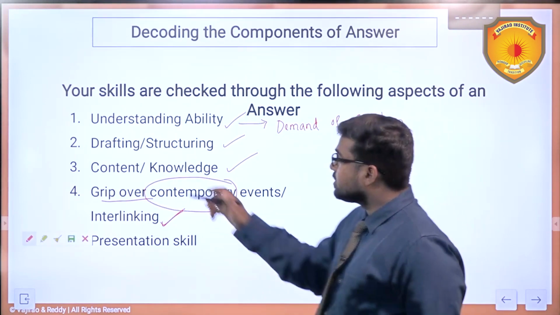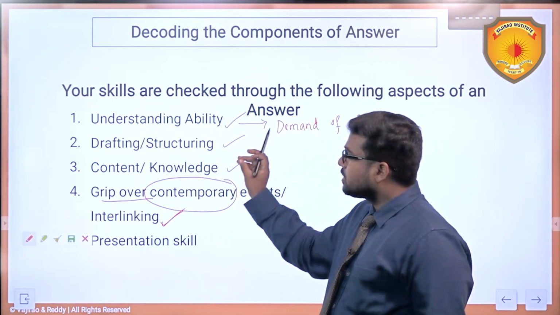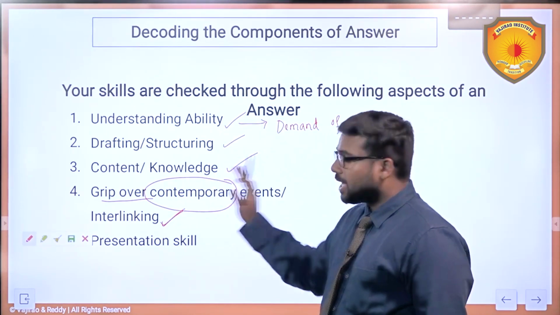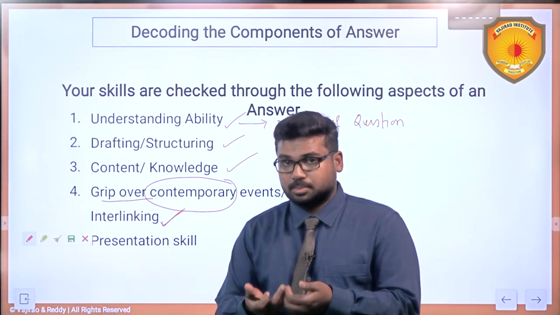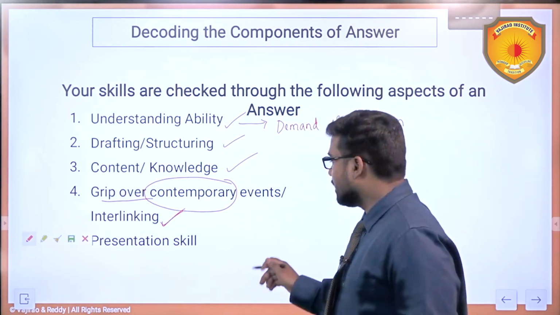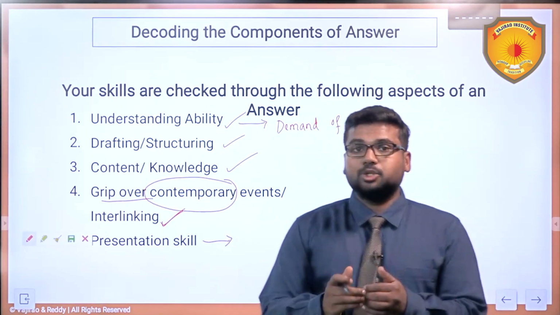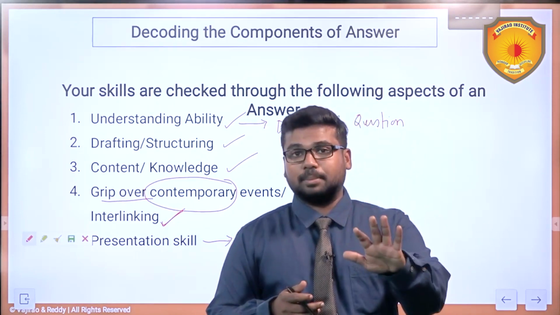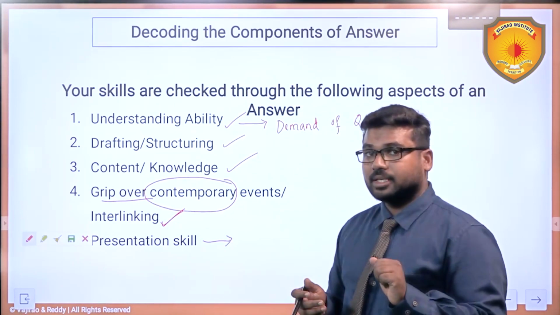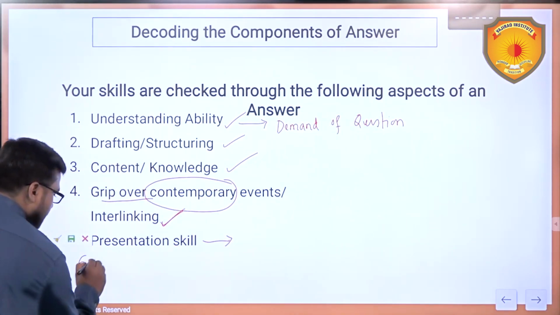Then finally, after checking your understanding skills, writing skills, knowledge, and your updates with respect to current events, the final component is your presentation: how well you present the content that you have. So all these 5 parameters, and one more parameter that will be checked, that is your language component.